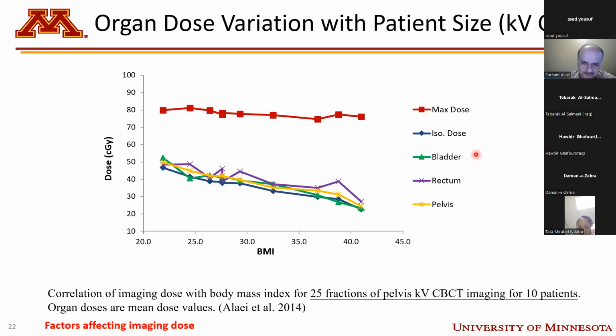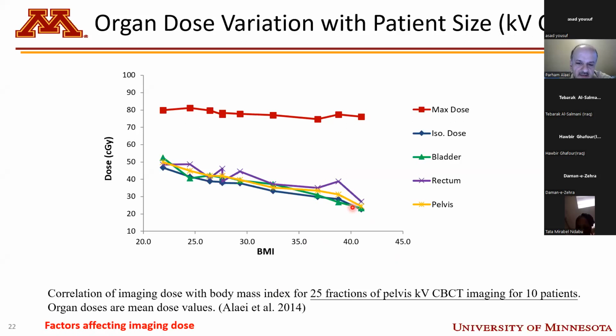So this is a study done on the dose variation with patient size. This was a calculation done for a number of pelvic patients, and we looked at the bladder, rectum, isocenter, and maximum dose of the patient. We tried to correlate that with the body mass index, which is essentially used here in the US, at least, for determining the patient size, let's say.